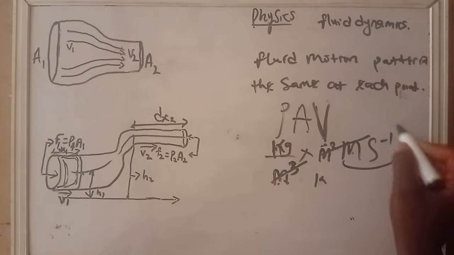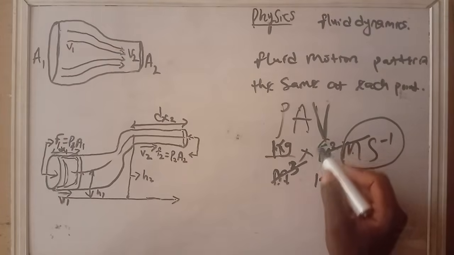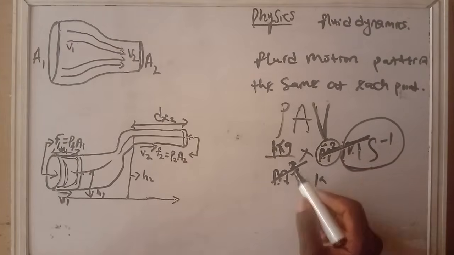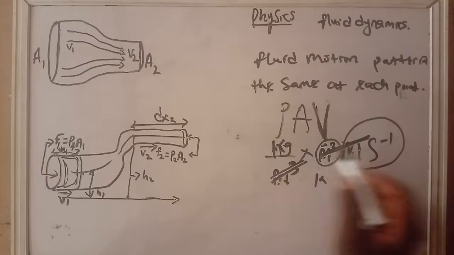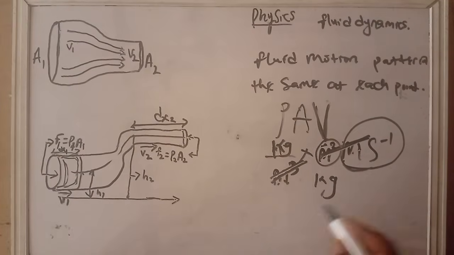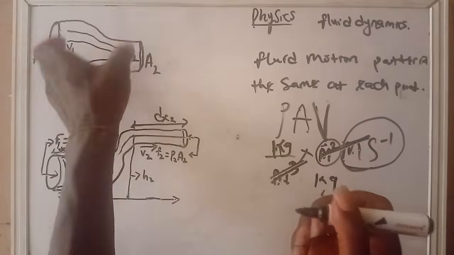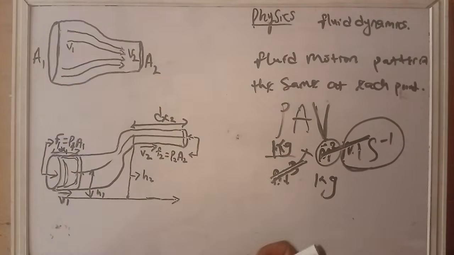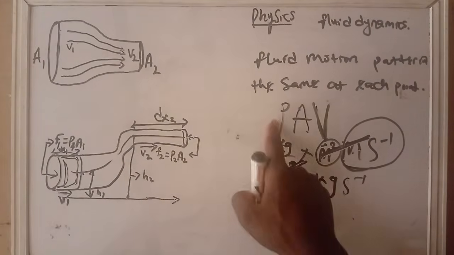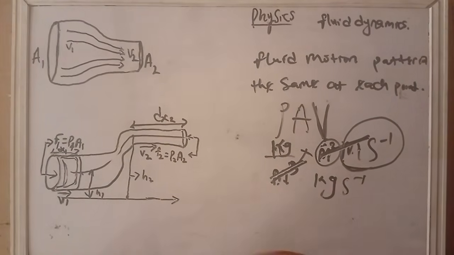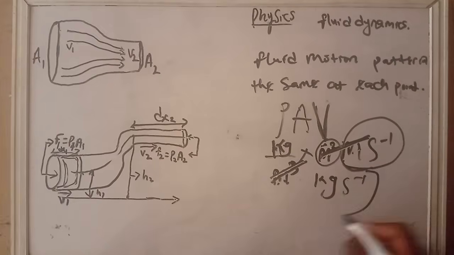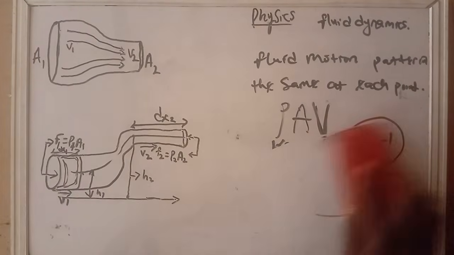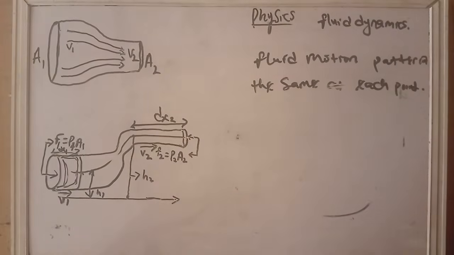No, the velocity is meter per second. Area here is meter square. Meter square times meter, meter cube. It cancels this volume. So here we have kg per second. So the rate of quantity of liquid, the flow of quantity of liquid, is known as what? Density, area, and velocity, with the unit of what? Kg per second.